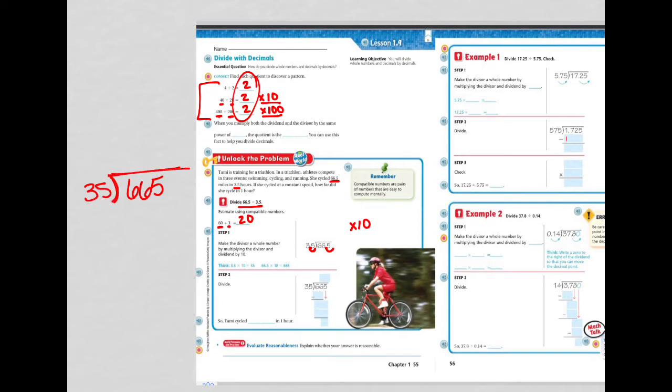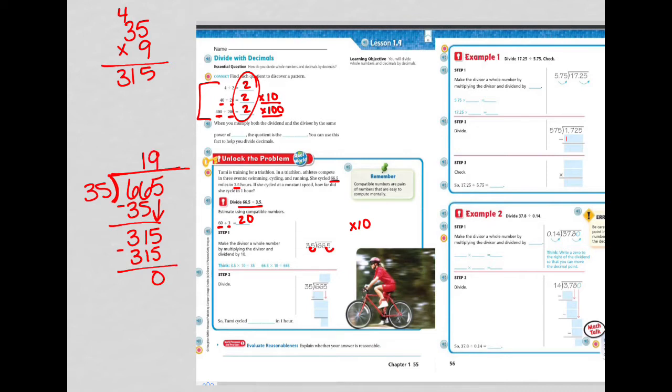665 divided by 35. So 35 is going to go into 66 one time. 1 times 35 is 35. I'm going to subtract and I get 31 and bring down that 5. I know that 35 goes into 350 10 times. So I'm going to bet that it goes in 9 times, but let's go ahead and multiply to find out. 9 times 5 is 45. 9 times 3 is 27, plus 4 more is 31. So I get that 315, and when I subtract, I have 0. So that went in 9 times for me. So 665 divided by 35 is 19.